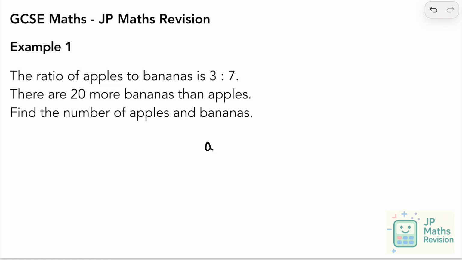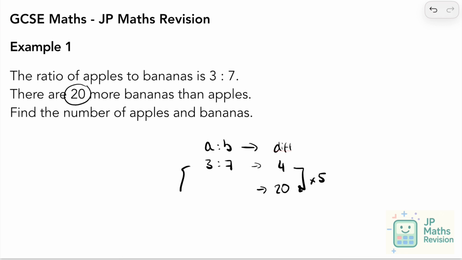So if I write down the ratio apples to bananas is 3 to 7, I know that for every 10 pieces of fruit, 3 are apples and 7 are bananas, and therefore the difference between the numbers of apples and bananas is going to be 4, because 7 take away 3 is 4. But we know that the actual difference is 20. So to get from 4 to 20, I times by 5, so that tells us that one part represents 5. So apples is worth 3 parts, so I'm going to do 3 times 5, which is 15, and bananas represent 7 parts, so I'm going to do 7 times 5, which is 35. So therefore there are 15 apples and 35 bananas.